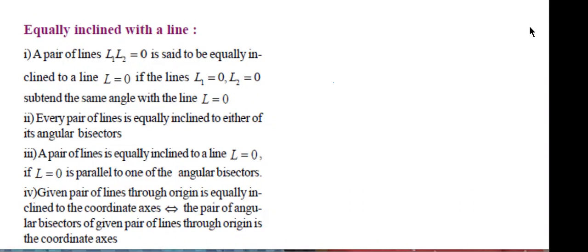Today I am going to discuss the concept equally inclined with a line. See the first point, what they are given. A pair of lines L1, L2 is equal to 0 is said to be equally inclined to a line L is equal to 0, if the lines L1 is equal to 0, L2 is equal to 0 subtend the same angle with the line. That means, this is line 1, this is line 2.